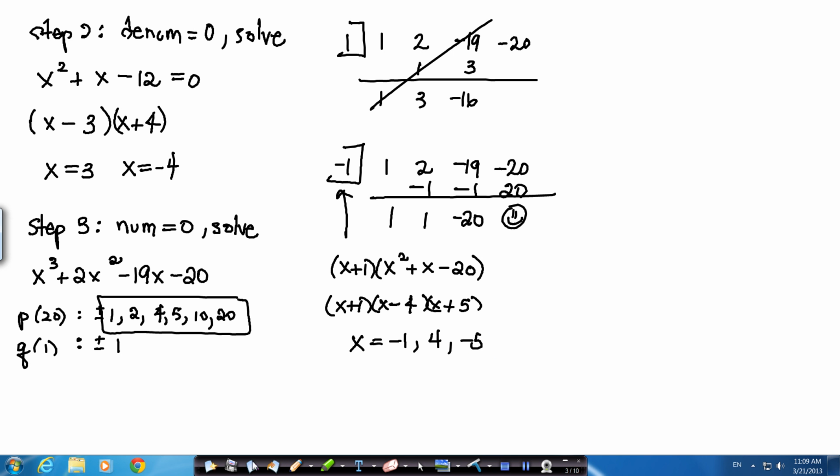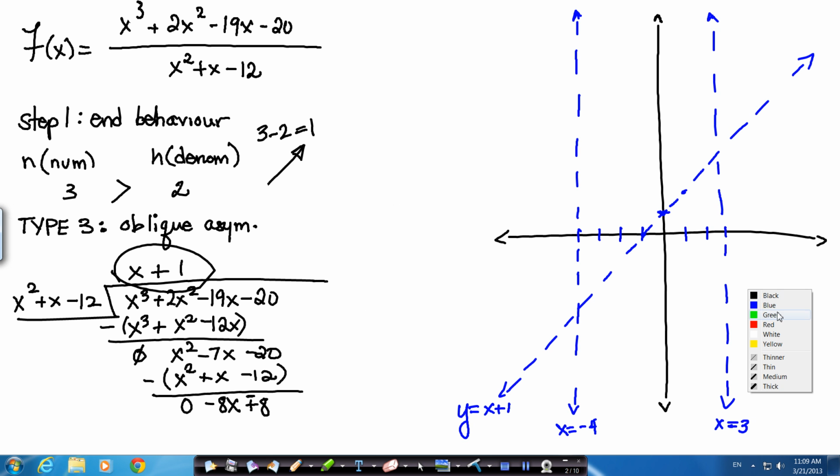So let's put those on our graph. Green, right? So we have one at negative 1, one at 4, and one at 1, 2, 3, negative 5. So those are our three x-intercepts. Sorry, other way around: negative 5, 0, negative 1, 0, and 4, 0. Okay, so we can probably do our quick y-intercept here, right?